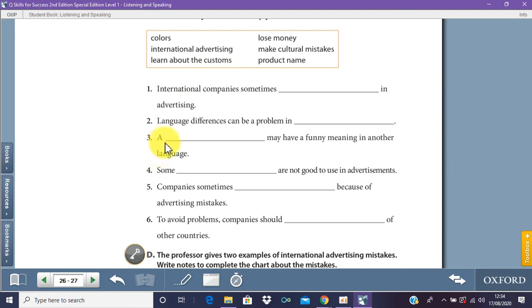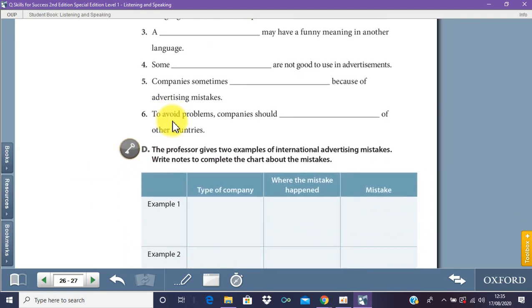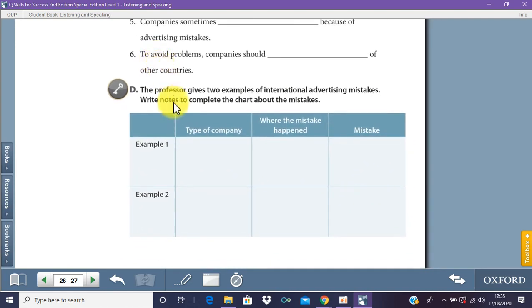Number 3, a product name may have a funny meaning in another language. Number 4, some colors are not good to use in advertisements. Number 5, companies sometimes lose money because of advertising mistakes. Number 6, to avoid problems, companies should learn about the customs of other countries. Okay, very simple. Very, very simple.